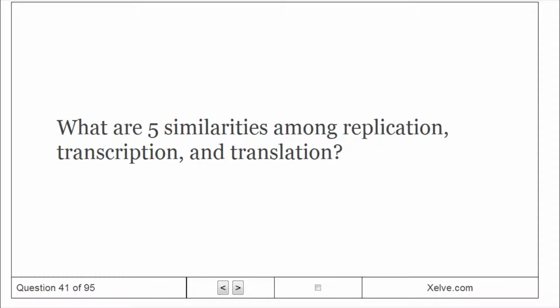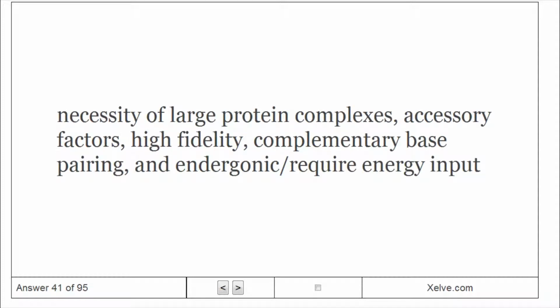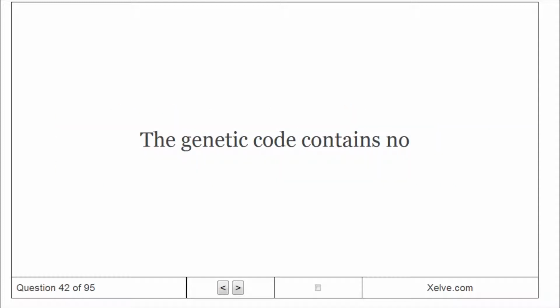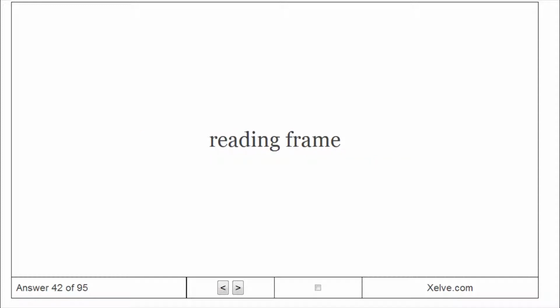What are 5 similarities among replication, transcription, and translation? Necessity of large protein complexes, accessory factors, high fidelity, complementary base pairing, and they are endergonic, requiring energy input. The genetic code contains no reading frame.